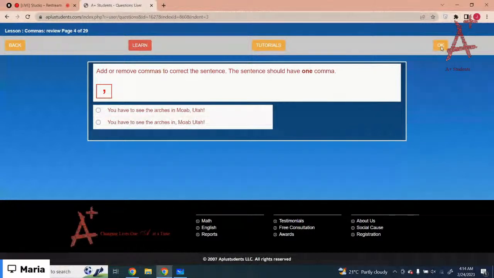Which is the correct option? Option 1 or option 2? I think option number 1 is the correct option. Got it? You have to put a comma between the name of the city and the name of the state. So that would be option number 1. Got it?